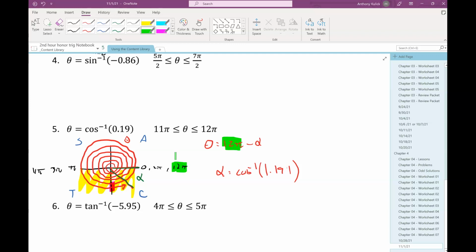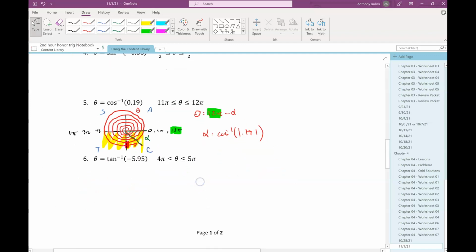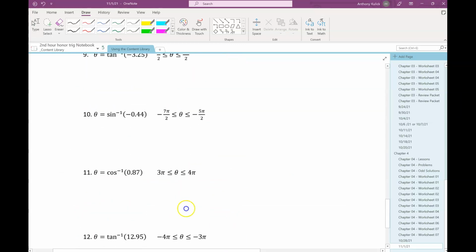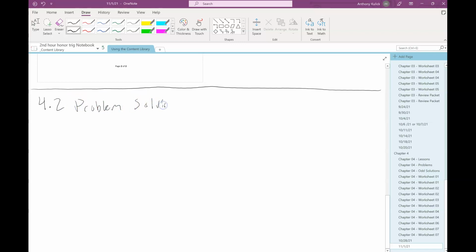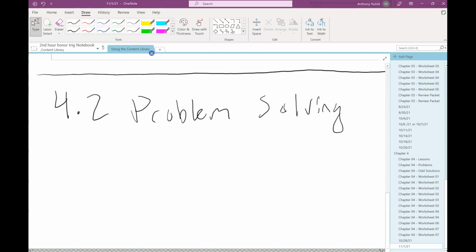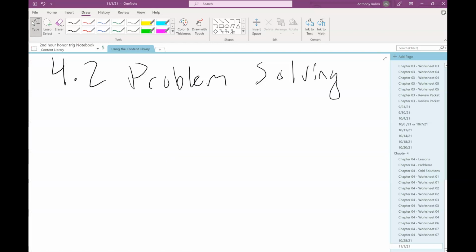Okay. So let's go ahead and we're going to do 4.2 today. So in 4.2, we're going to start with a definition. Well, actually, 2 definitions.